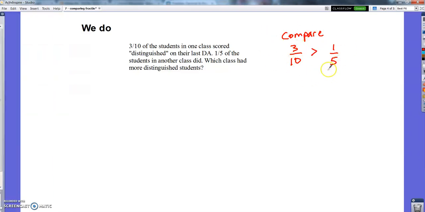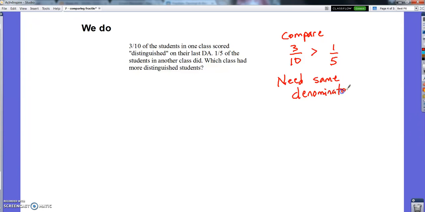So these are too hard to tell. So I'm going to write, I need same denominator in order to compare. So what I'm going to do, I've got 3/10 and I've got 1/5, and I'm going to change my fifths into tenths, and that way I can compare them. So I'm going to draw my 1/5 model.